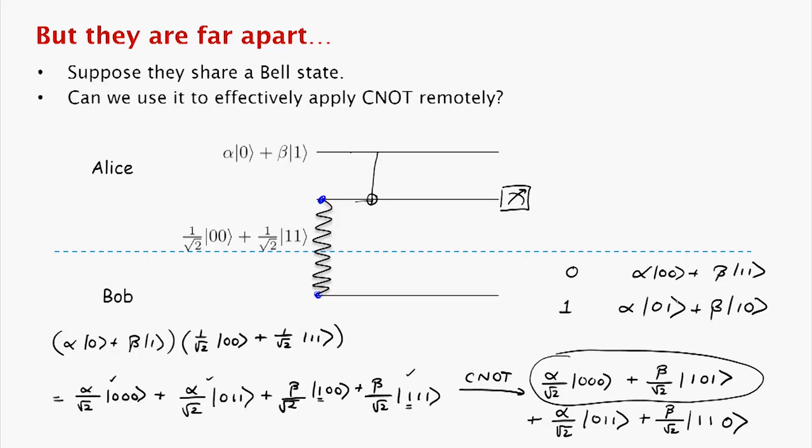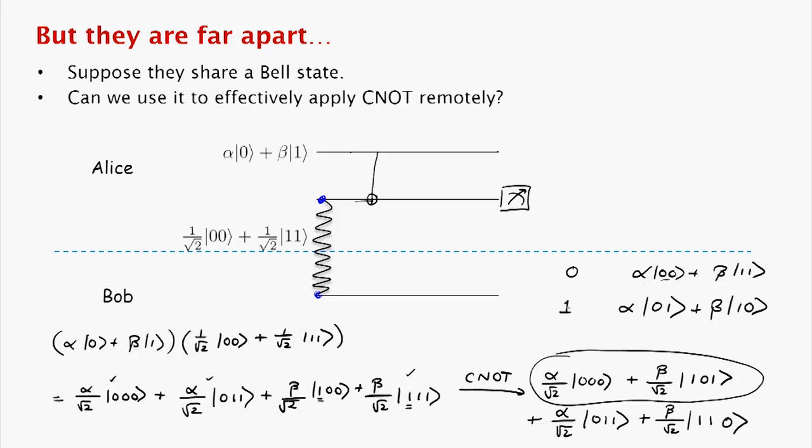So now what Alice must do is pick up the phone and call up Bob and tell him whether she got a 0 or 1. If she got a 0, then Bob leaves his qubit alone. And Alice and Bob now share the state alpha 0, 0 plus beta 1, 1. In the last video we saw how from this Alice can do a measurement, and then Bob ends up with the unknown quantum state alpha 0 plus beta 1. That's the end of the teleportation protocol.